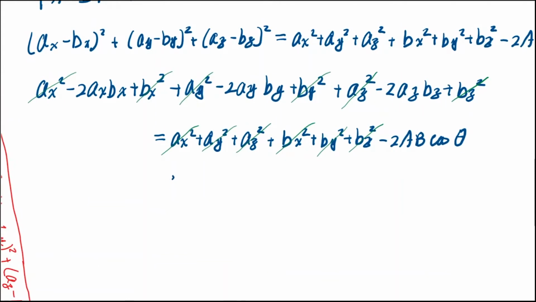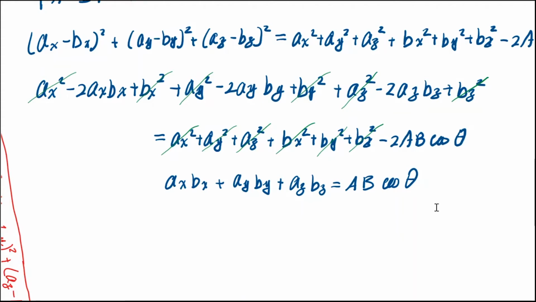So what we have is AxBx plus AyBy plus AzBz is equal to AB cosine theta. Wait a minute, AB cosine theta, that's kind of what we wanted, right? That's what you're used to. What is this thingy?